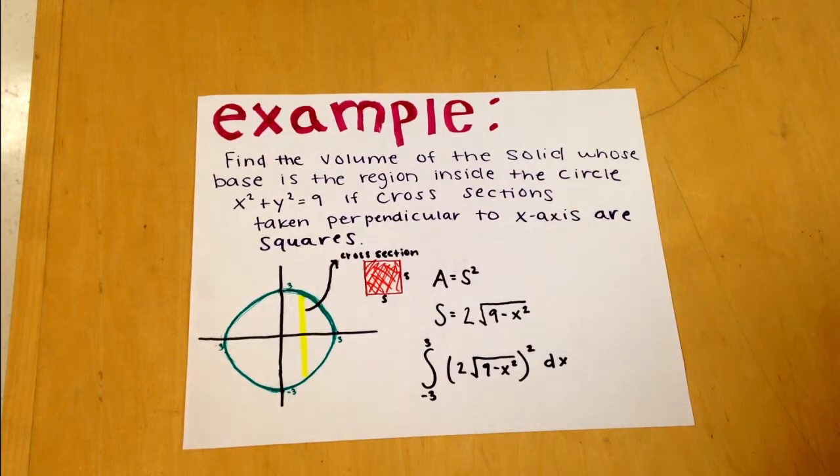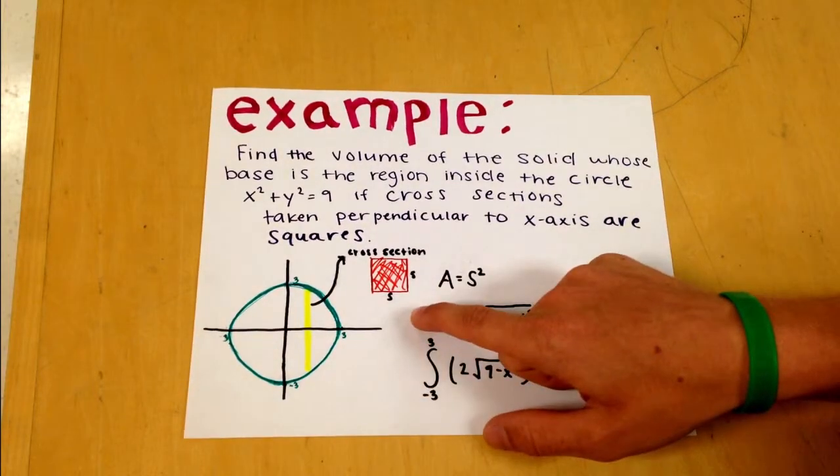So here's a quick example which we have alluded to in previous slides. So in this case, we're trying to find the volume of a solid generated by cross-sections perpendicular to the x-axis of this circle, x squared plus y squared equals 9. So let's start with writing our region and our cross-section.